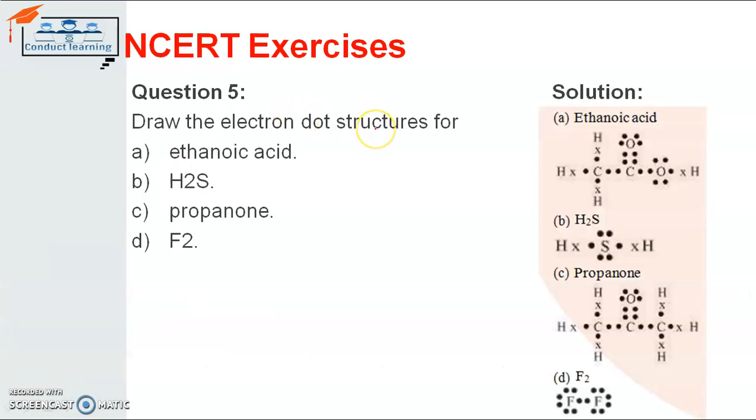Draw the electron dot structure for the same. That we will cover in the next video.